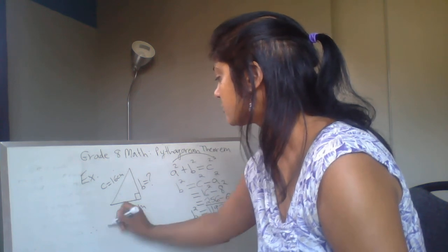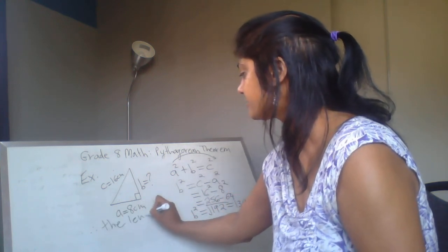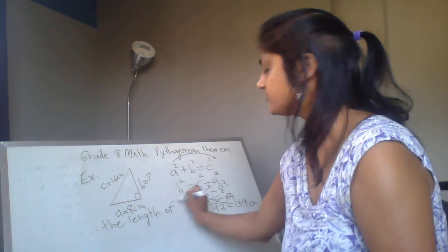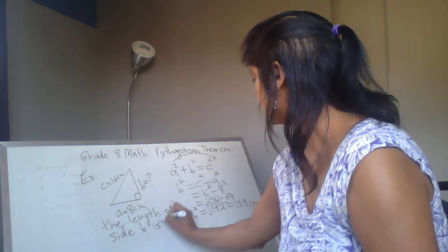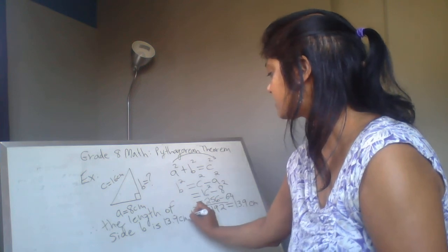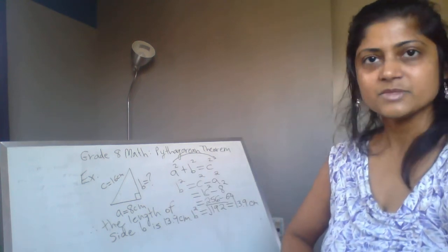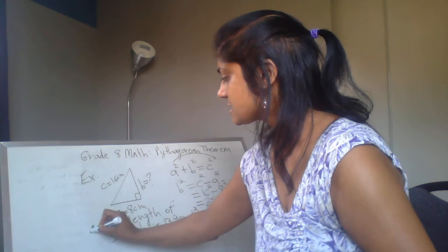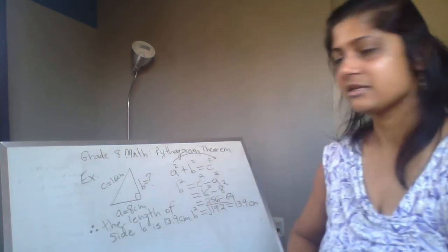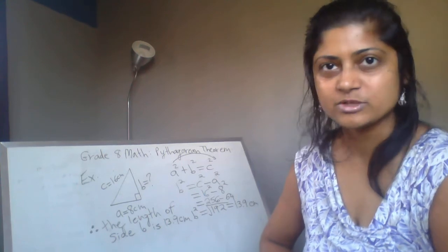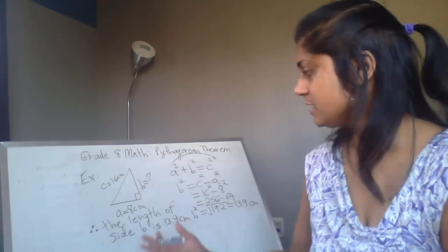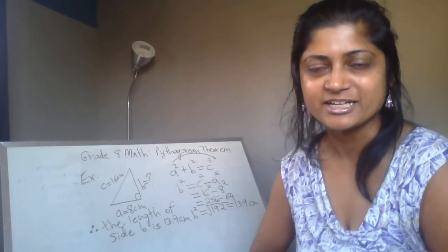Let's put therefore the length of side B is 13.9 centimeters. And this is the therefore sign. It's basically just like 3 dots like this. The teacher doesn't mind if you do that. I don't need to write out the word therefore. This is a shorthand form of writing it out.